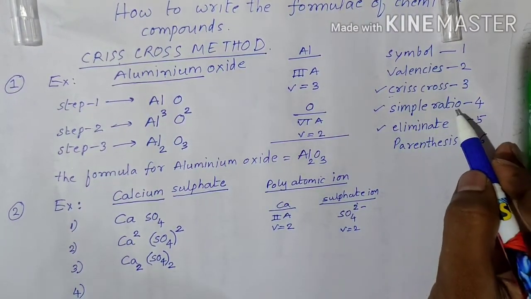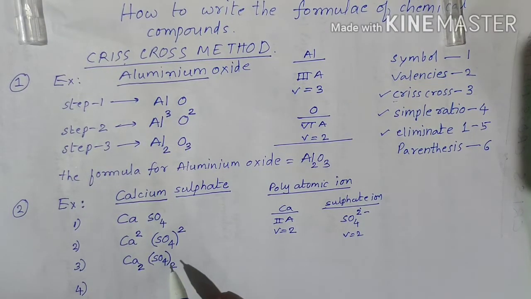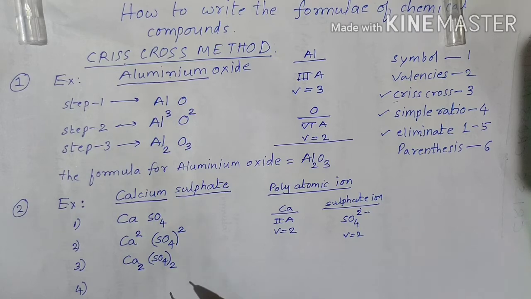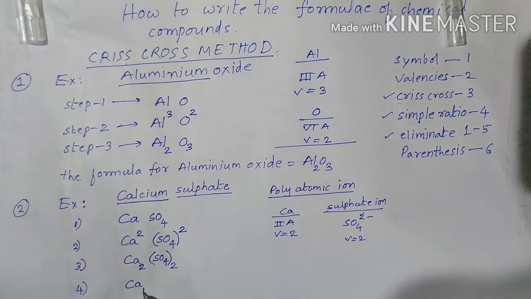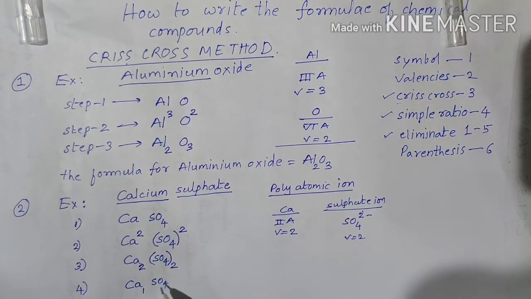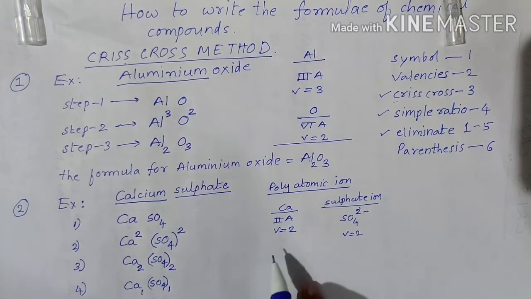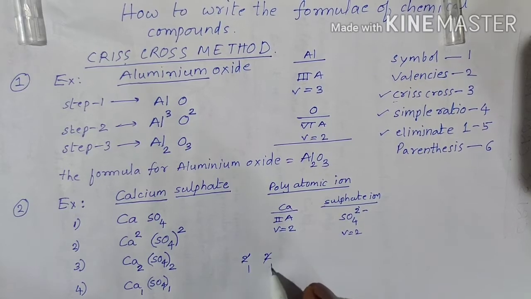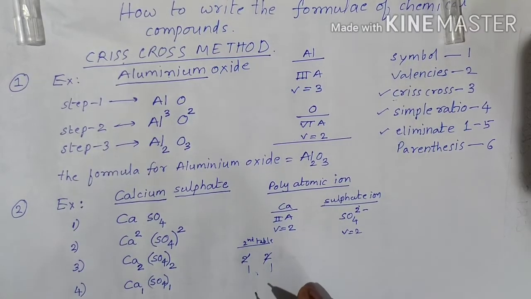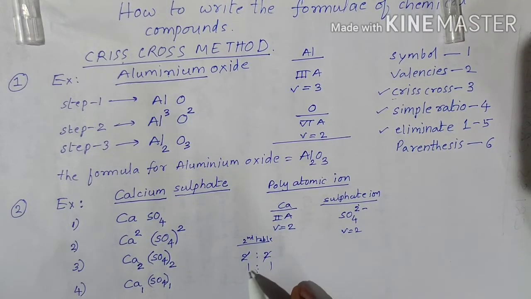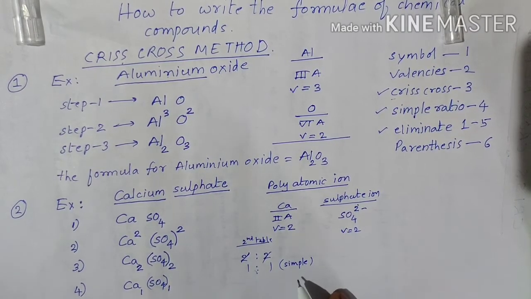What is the fourth step? Reduce the valencies to their simple ratio. Here we have 2 and here we have 2, so these 2s will be cancelled in the second table. When we cancel them, calcium becomes 1 and SO4 also becomes 1. Previously they were in the ratio 2:2, now they are in 1:1. This is the simple ratio.